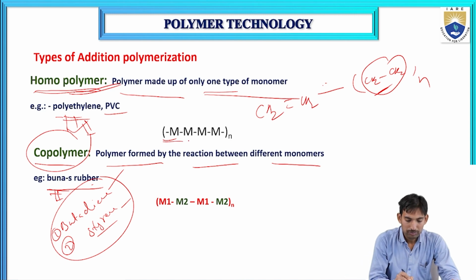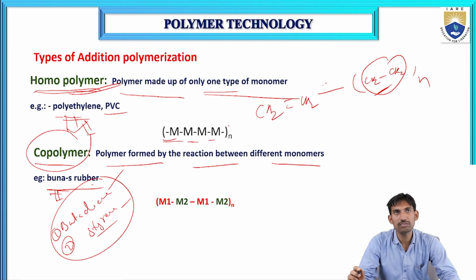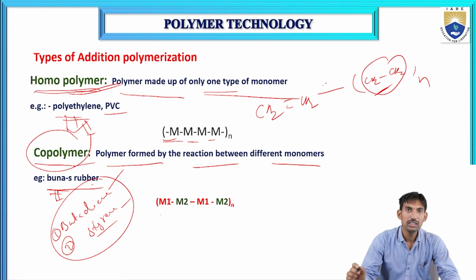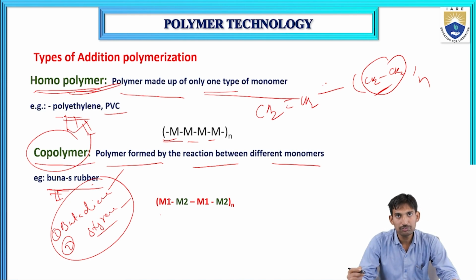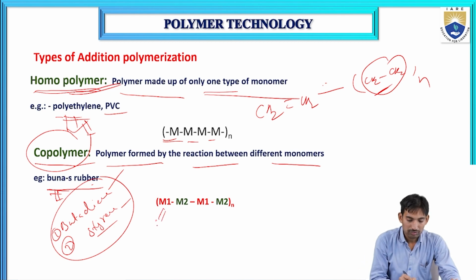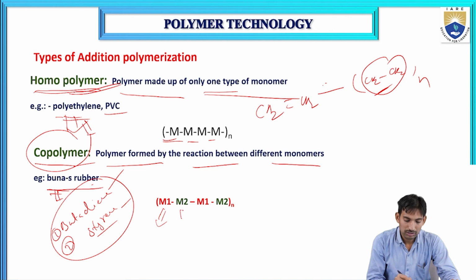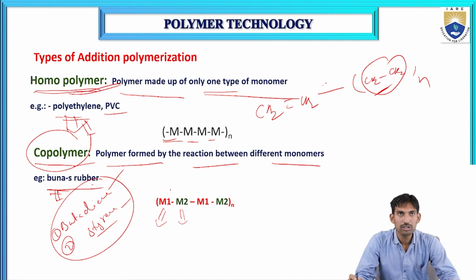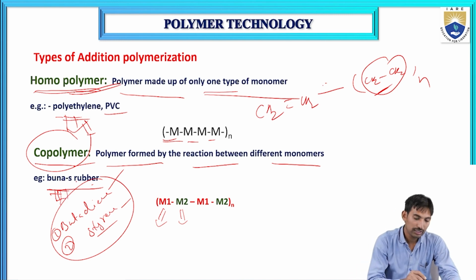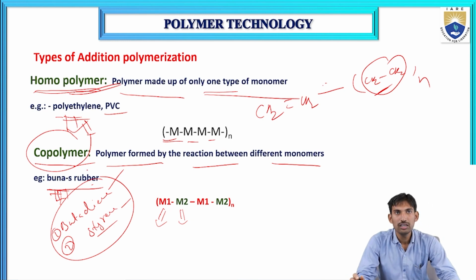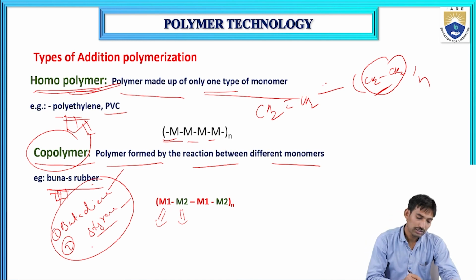In homopolymerization only one monomer repeats several times. In copolymerization, the polymer forms between two or more types of monomers. M1 is one type of monomer, M2 is another type of monomer. These two monomers link together to form a copolymer. Buna S rubber is an example of a copolymer. In Buna S rubber, two monomers are there: one is butadiene and the second is styrene.